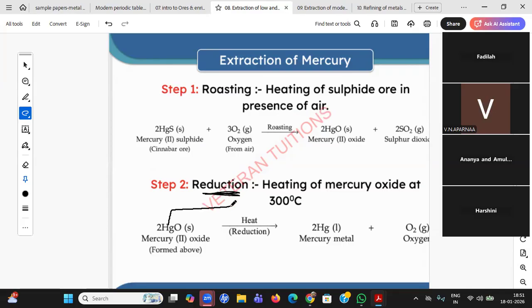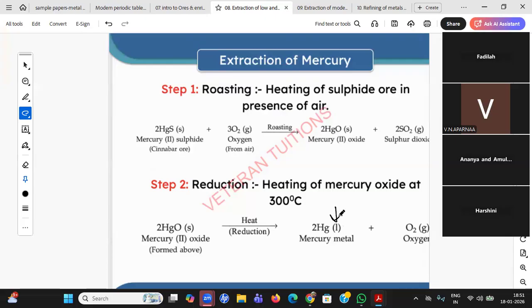So mercury oxide, what is the best way of reduction? You just continue heating it. Okay. So for mercury sulfide, you continue heating it. Mercury oxide will become mercury. You see, we are roasting or heating it up to 300 degrees. That's the reason you get mercury metal very hot. Mercury metal will be very hot.